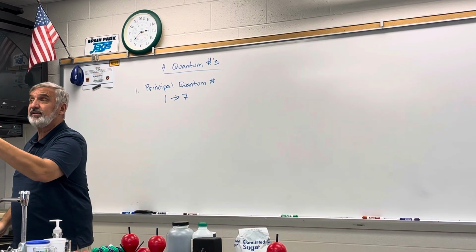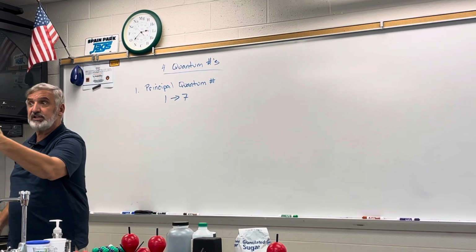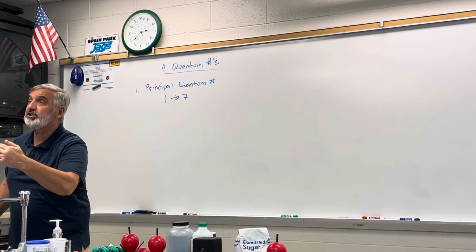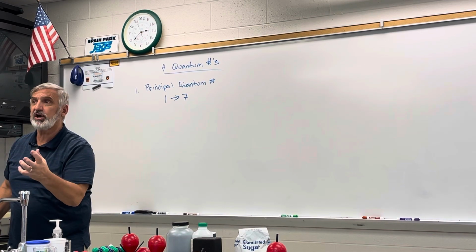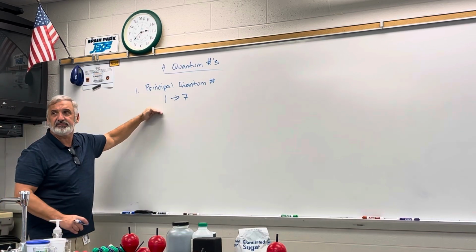Each hallway is going to have a variety of different rooms, and then there's going to be a certain number of people that can be in each room. That's what we're doing with these quantum numbers. It's a quantum code. What energy level is the electron on? That's what n tells us.